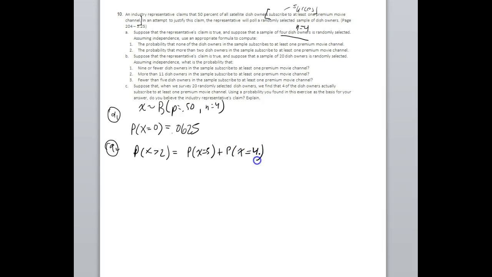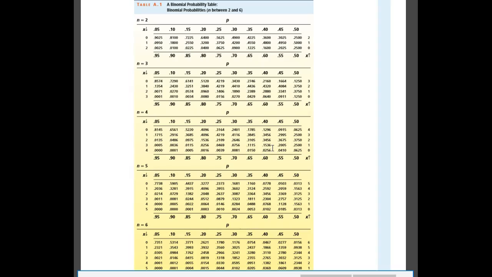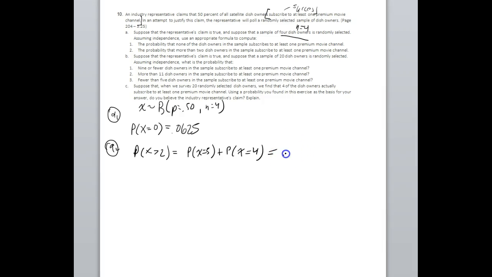equal 4. Okay, and we just go to our table, and x equal 3 is 0.2500, and x equal 4 is 0.0625. 0.2500 plus 0.0625 is equal to 0.3125.